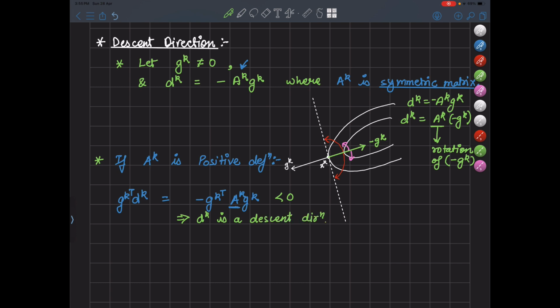Which means if DK is given by minus AK GK and AK is positive definite, then DK is a descent direction.